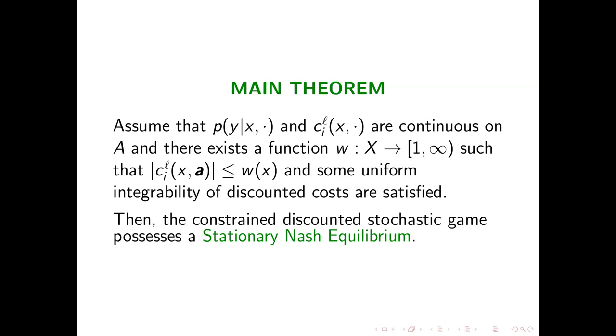And of course, we need some extra integrability conditions of discounted costs, which I don't want to write here. So there are some integrability conditions, plus of course the Slater condition as well, which is needed here. And then, having assumed this, we have the following theorem: every constrained discounted stochastic game possesses a stationary Nash equilibrium.